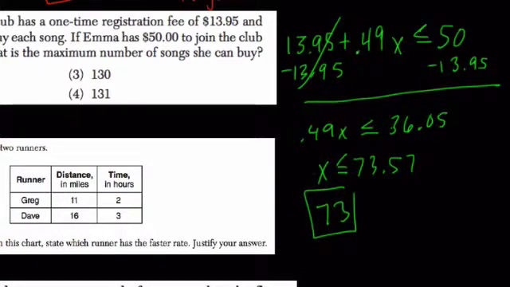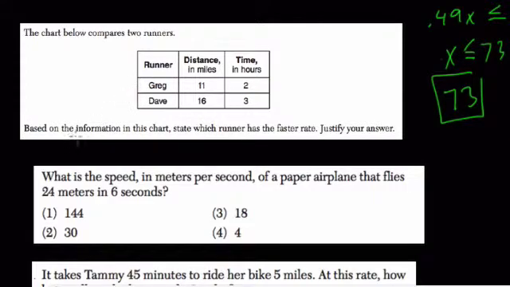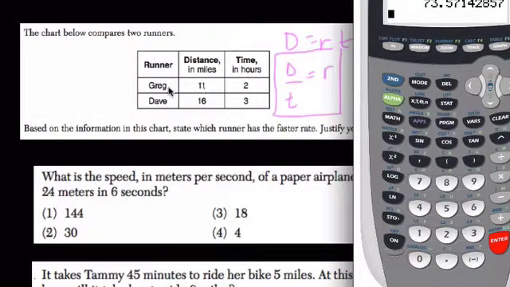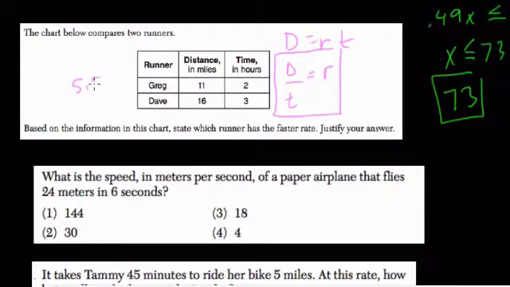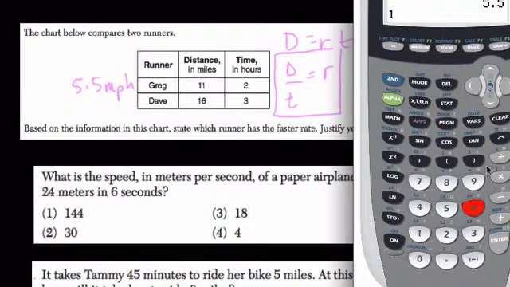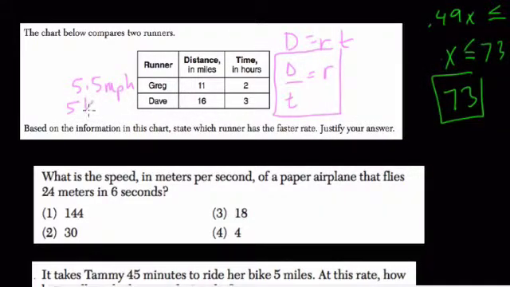The chart below compares two runners, Greg and Dave. Who has the faster rate? Distance equals rate times time, so rate equals distance divided by time. So we'll use this here to find the higher number. In Greg's case, distance 11 divided by the time 2. His rate was 5.5 miles per hour, mph. Dave is 16 divided by 3, which is certainly going to be a little bit smaller. 5 and a third miles per hour. Greg has a higher rate.